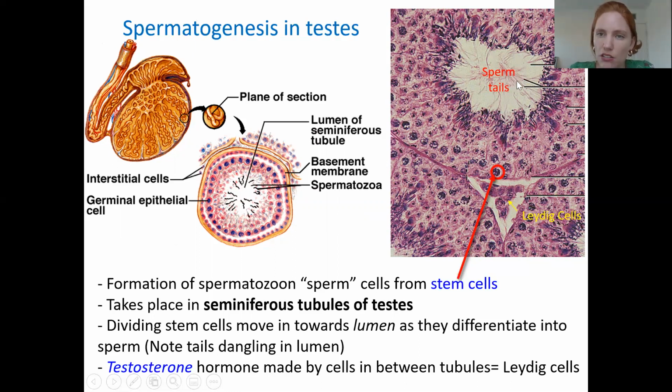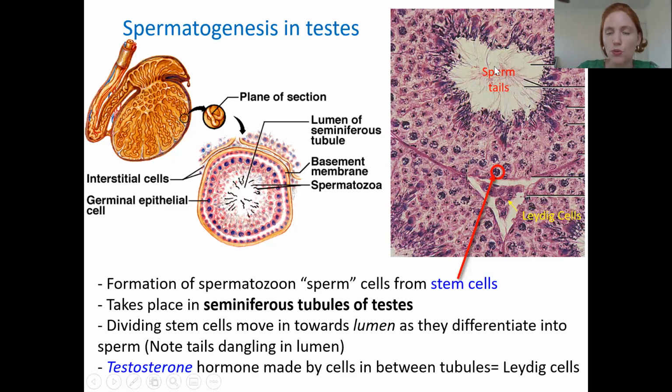You can even see their little tails sticking out into the lumen there. Okay, so the other thing that you'll notice is between the seminiferous tubules, you have a different type of cell. Those are called Leydig cells. And the Leydig cells, they produce something different. They are the endocrine part, and so they're going to be producing the testosterone.